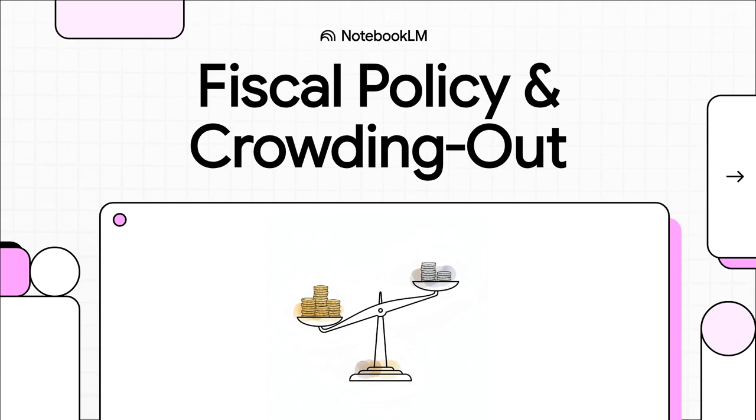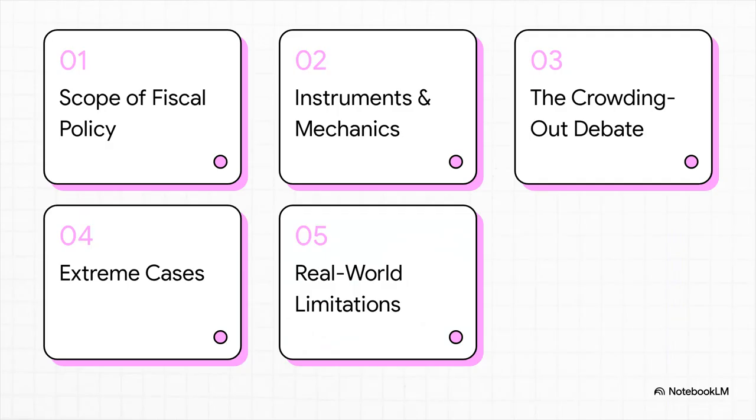Let's get into it. Here is our game plan. We'll start by defining the scope of fiscal policy. Look at the actual instruments and mechanics at play, and then dive deep into the crowding out controversy. After that, we'll hit some extreme theoretical cases before wrapping up with real-world fiscal limitations.